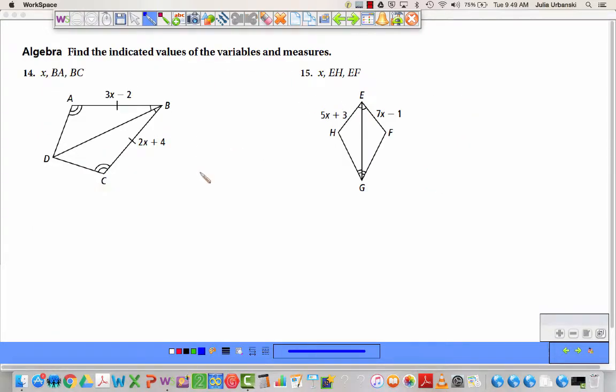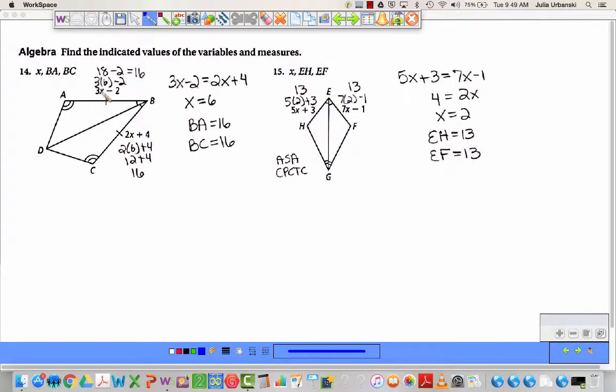Okay, hit pause and try 14 and 15, then I'll show you the right answers. For number 14, you already have marked that 3x minus 2 is equal to 2x plus 4, so make that equation and when you solve it you get x equals 6. Then to find BA, you just plug it in. 3 times 6 minus 2, you get 16, and 2 times 6 plus 4, you get 16.